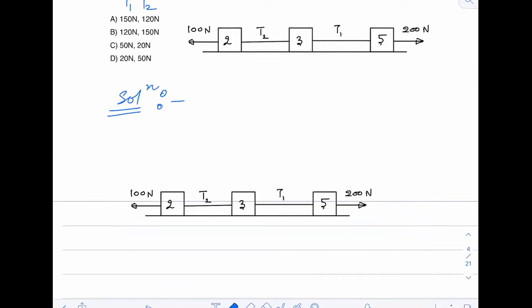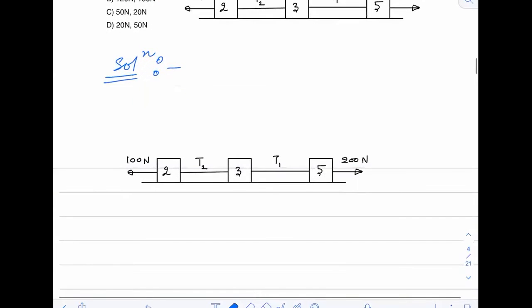Now see here. Here we are having three bodies, which are 2 kg, 3 kg, and 5 kg. This 5 kg is being given 200 Newton. This 2 kg is given 100 Newton. For these questions, you have to assume all these bodies as one, and this tension T1 and T2 are internal forces.